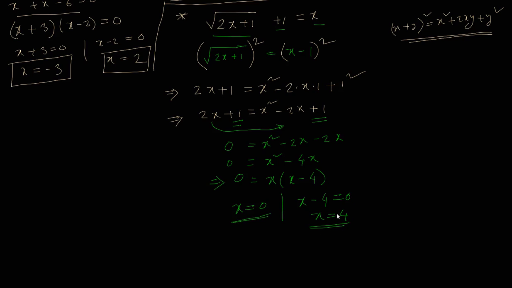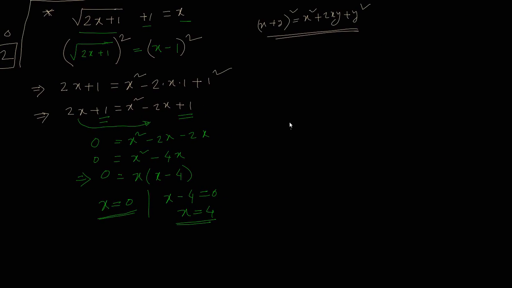Again, I have to check in the original equation. So let us try to check. First of all, I'm going to check x equal to 0, see if that works. Check x equals 0. Okay, in which equation? In this equation, square root of 2x plus 1 equals x. So let's see.